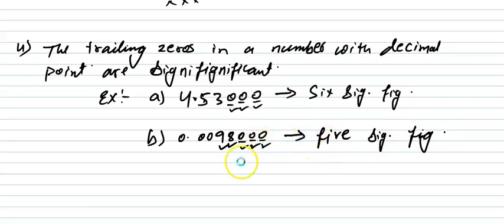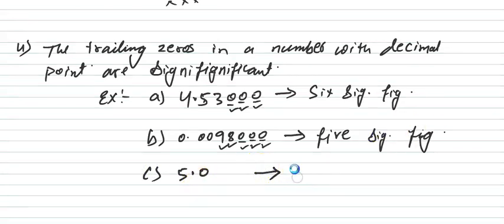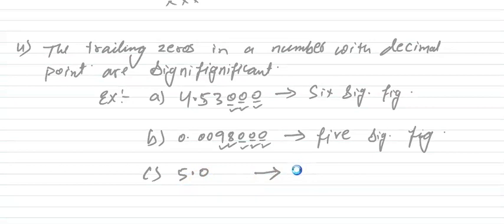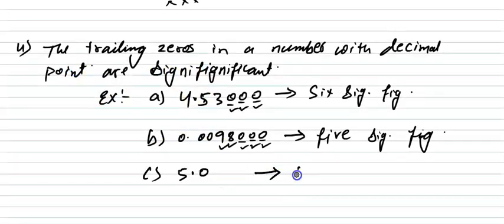Okay. Now, take one more example. If I write 5.0, how many significant digits do you have? It has 2 significant digits, right? Why? Because the number is greater than 1 and after the point trailing zeros are significant according to rule number 4. So here there are 2 significant figures or digits.